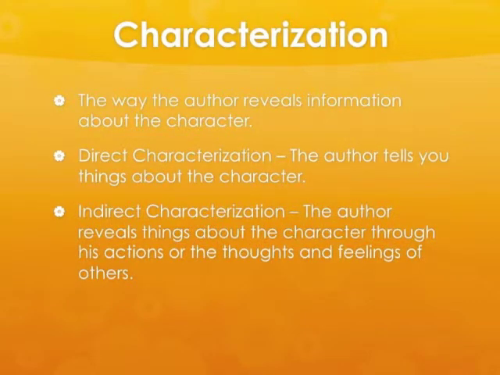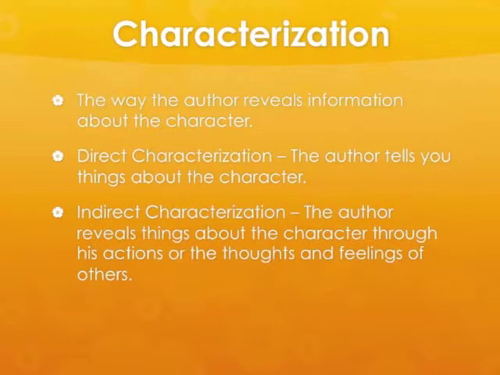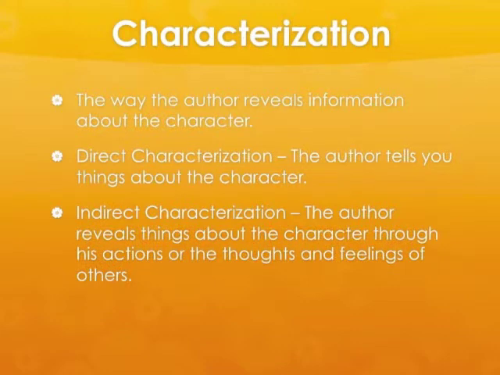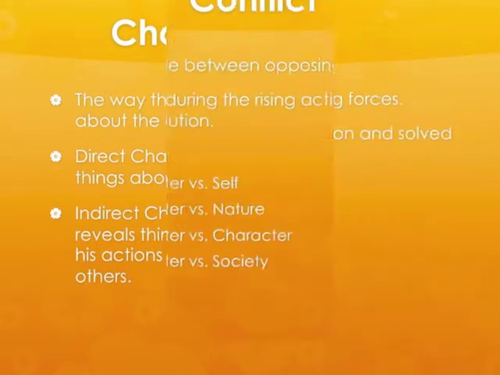So rather than telling you that he was angry, the author might have him frequently yelling, or might have other people be afraid of him. And that would tell us that the character was angry without directly saying it, and that's called indirect characterization. Characterization is a tool that the author uses to teach you about the characters.